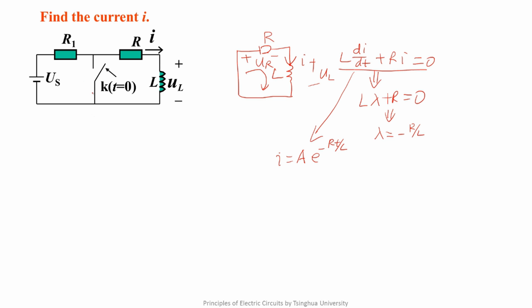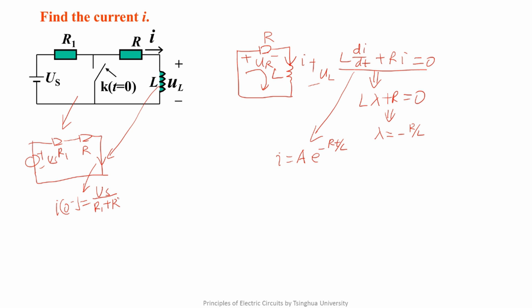We draw the equivalent circuit before switching. To analyze the circuit before switching, pay attention that the inductor is short in a steady state before switching. i(0 negative) equals US over R1 plus R, which equals i(0 positive) according to the switching law.